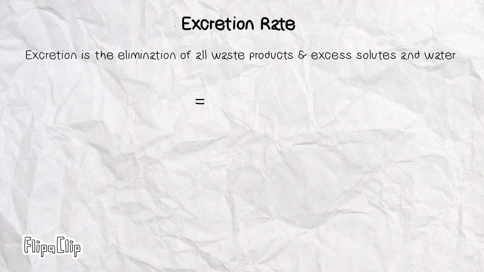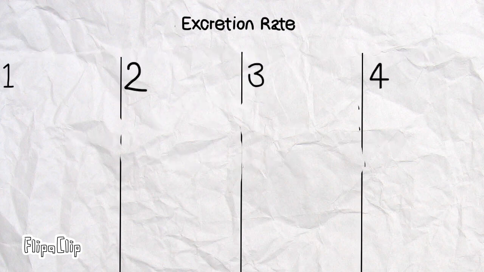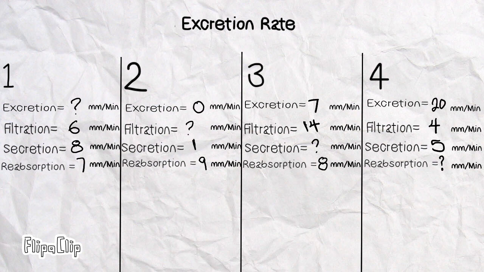The formula we use for this is E equals S plus F minus R. S is for secretion, F is for filtration, R is for reabsorption. Now let's try some practice problems. These are the values, solve them, and come back when you're ready.